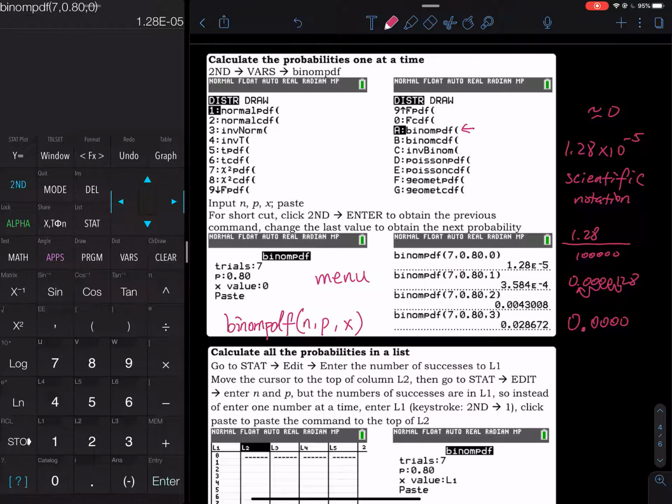And then for the next one, you go back to the same place, second, binomial PDF, or you learn a shortcut right now. That shortcut is you type second, and then you type enter. Do you see that the previous command pops out, and then the cursor is flashing? So move the cursor onto the 0, just hit 1, so it will override the 0. And then you hit enter, and you get the next probability.